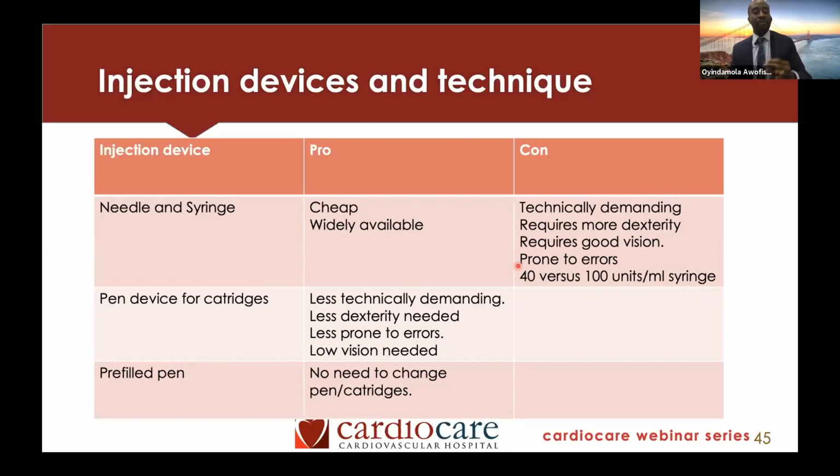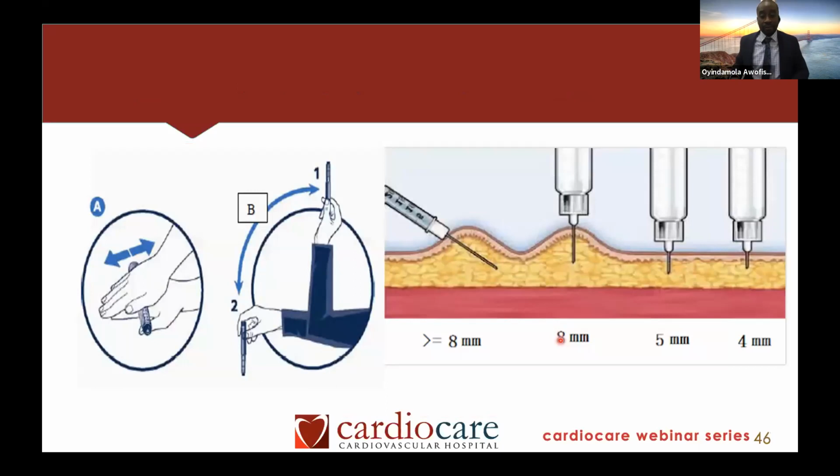And of course, apart from the pen devices in which you put the cartridges inside, we also have the pre-filled pens in which you don't even need to swap the cartridges, and you just dispose the pen after use. Okay, so all of these have their pros and cons. Of course, I didn't fill in the cons for these pen devices, but obviously they are slightly more expensive than using a needle and syringe based device.